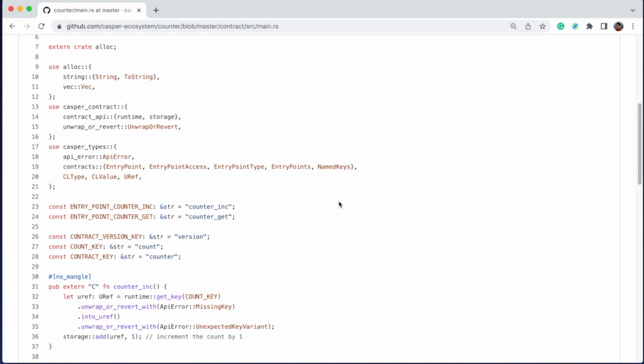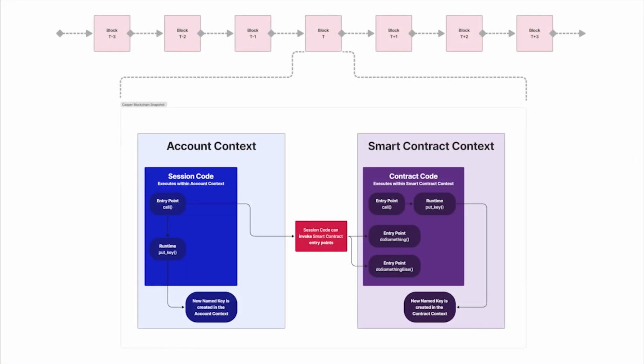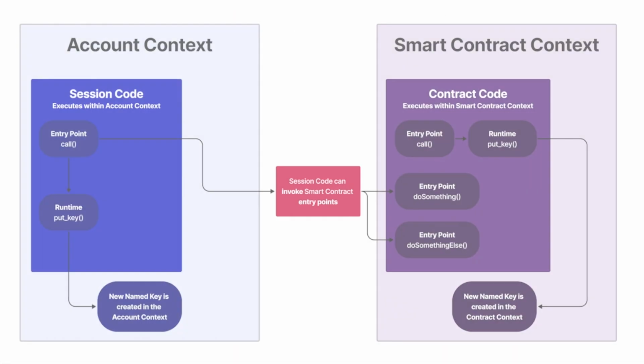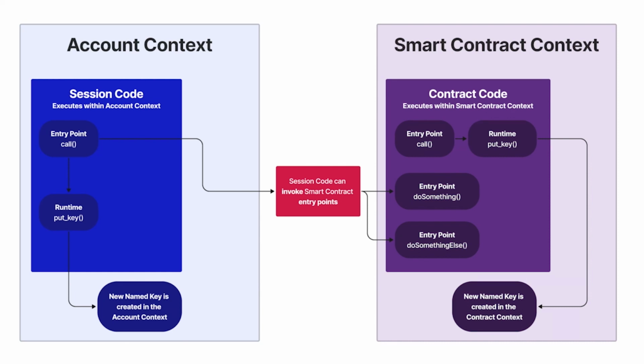In the context of a Casper network, a smart contract consists of contract code installed using a deploy. Before writing contracts for the network, developers should be familiar with the difference between contract code and session code. Session code always executes in the context of the account that signed the deploy containing the session code. On the other hand, a smart contract, which is stored on-chain logic, executes within its own context.